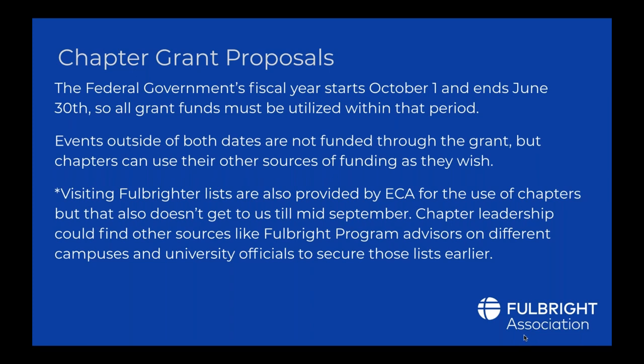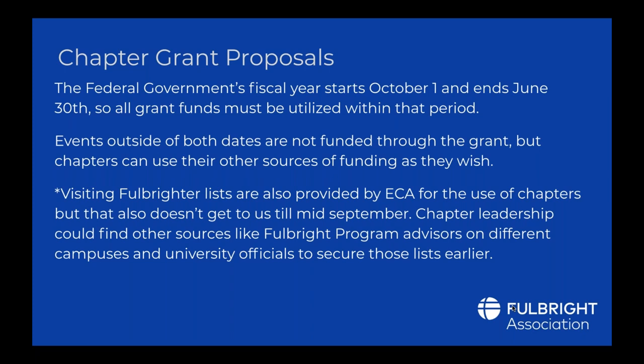So all grant funds must be utilized within that period. They let you roll over most of the time fall funds for spring. But for the last 2-3 years, we've not had permission to roll over funds. So know that you have to use those funds by June 30th.